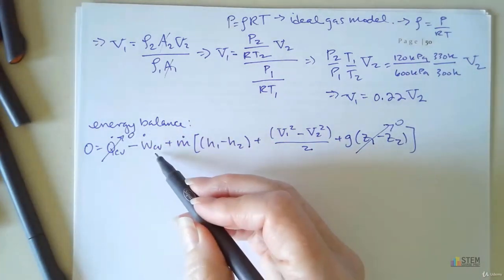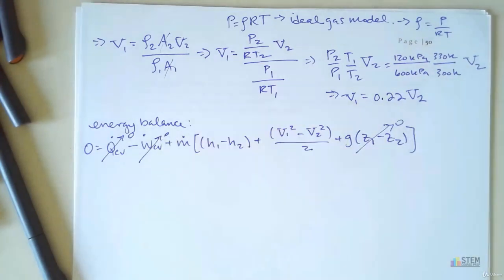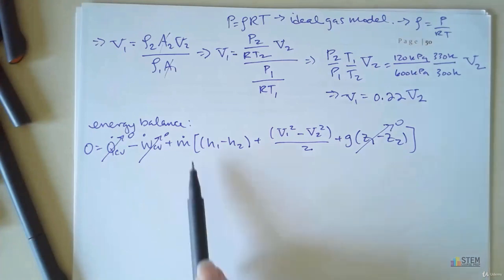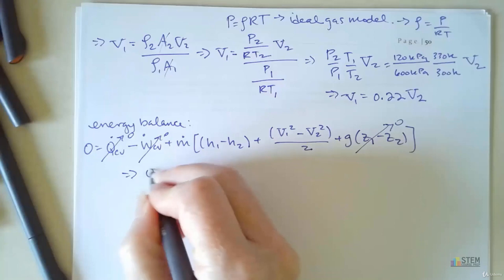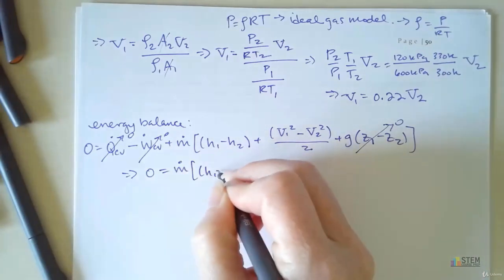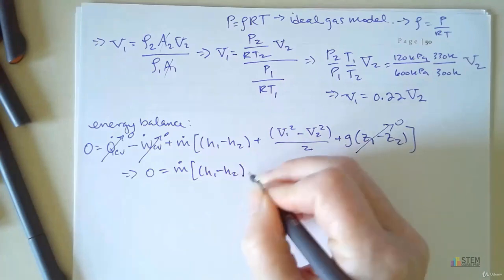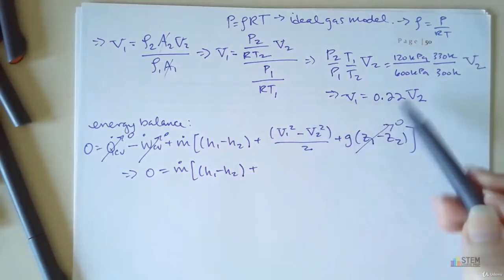W dot CV, do we have any sort of external rotating shafts or electrical power or anything like that? Nope, goes to 0. Now we've simplified our equation quite a bit. So let's go ahead and look at this new simplified equation. We're going to have 0 equals m dot times h1 minus h2 plus, now we get to this kinetic term.